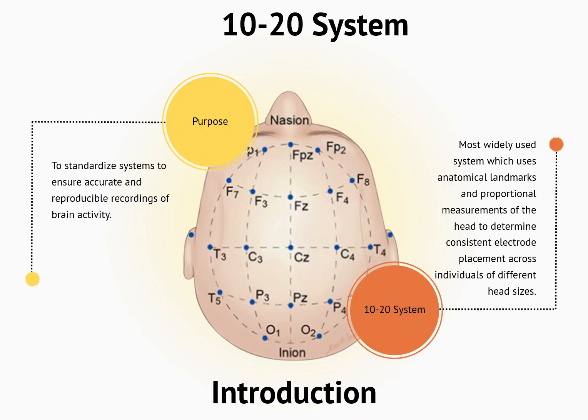So developed in the late 1950s by Herbert Jasper and his colleagues, the 10-20 system is designed to standardize how electrodes are placed on the scalp, making EEG recordings reproducible between different patients and researchers. It relies on anatomical landmarks and proportional distances across the head, meaning it works for all head sizes and shapes. And this system helps us accurately capture brain activity from specific cortical regions while keeping measurements consistent across labs and sessions.